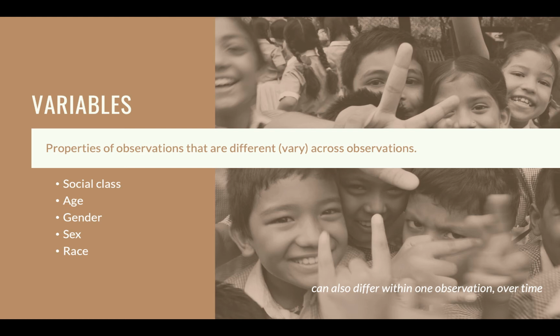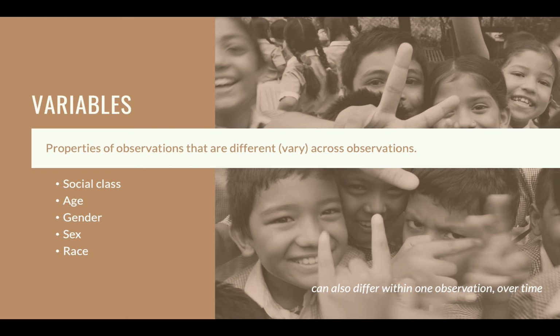The next variable could be method of payment, and it could say Visa, MasterCard, PayPal, Venmo, all of these kinds of things. So those are going to be variables. Variables specifically are properties of observations that vary across observations. So if we're looking at the individual level, we can say social class varies by individual. Everyone in this class probably doesn't have the same socioeconomic status. Some may be upper class, some may be middle class, some may be working class.